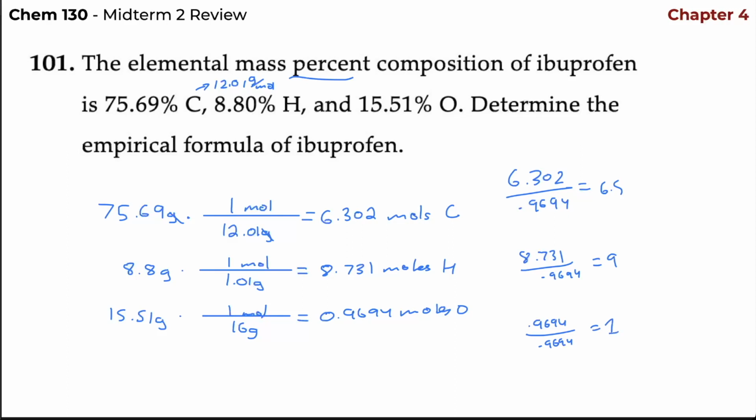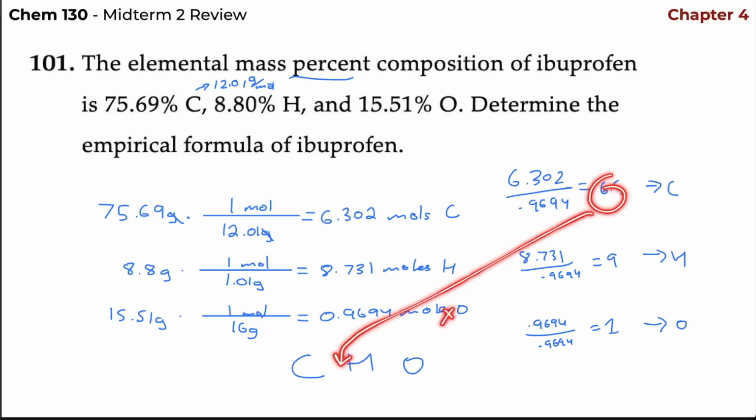And now we want to make this empirical, so this is a 0.5. The easiest way to get rid of that is multiply each of these by 2, right? And this is carbon, this is hydrogen, and this is oxygen, right? So if we were writing it out, we'd write CHO. We multiply each of these by 2 as we bring them down. So let's multiply this by 2 would be 13, this one would be 18, this one would be 2. And there is your empirical formula.